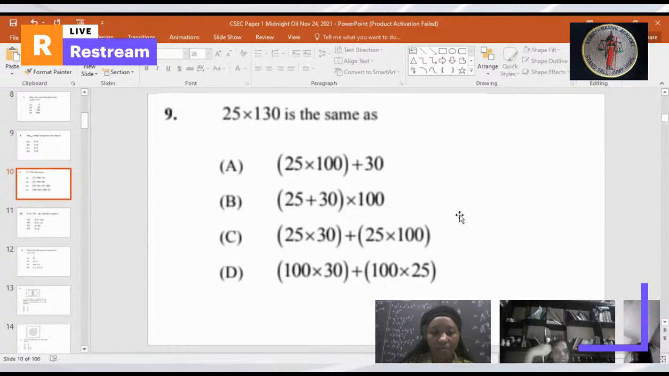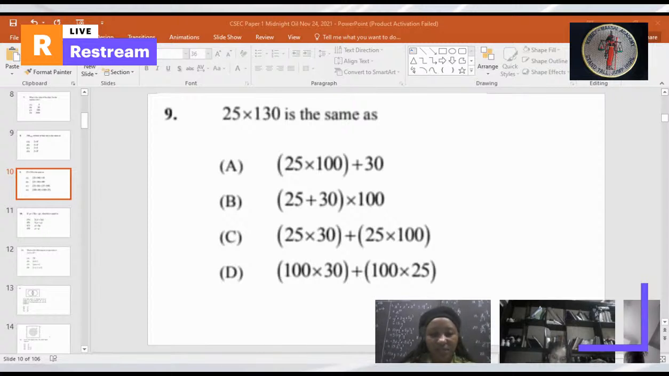All right, Imani, number 9. Okay, miss, number 9. 25 times 130 is the same as. So what they're doing, they're splitting up the 130. So it will be like 25 times what plus 25 times what.